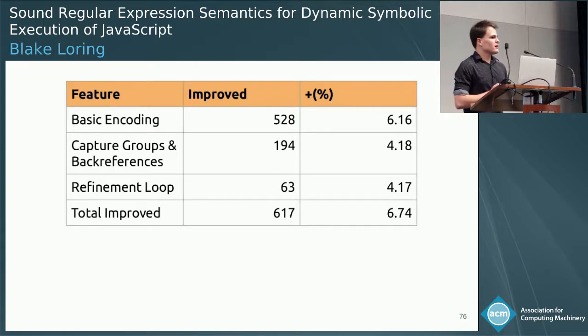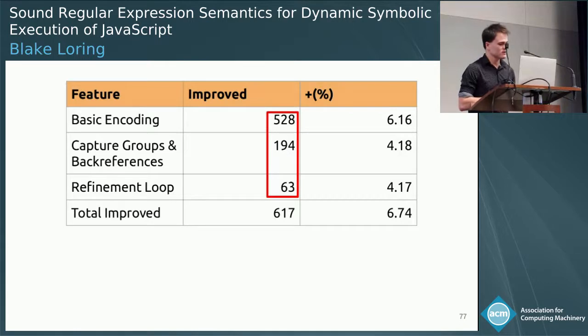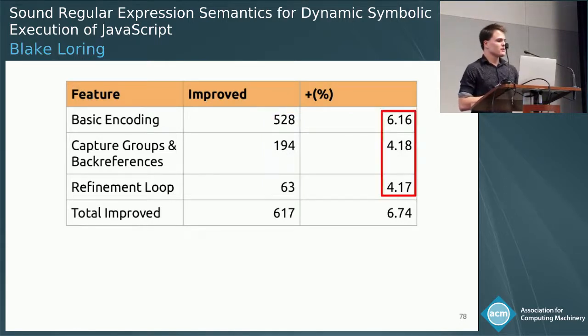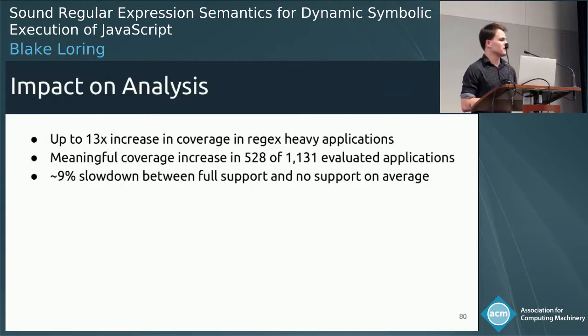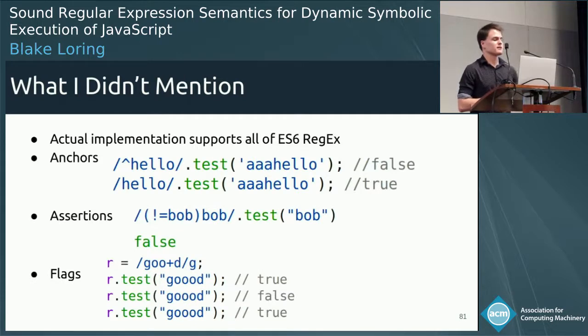Breaking this down further, we split our encoding up into basic support, that's stuff we could rewrite into classical regular expressions, then capture groups and back references, and the refinement loop. We see that each component of our encoding provides some advantage over the previous. And when the component is able to improve coverage, it improves it meaningfully. Also, we only saw a 9% slowdown between full support for these regular expressions and no support on average, which is quite acceptable for dynamic symbolic execution.